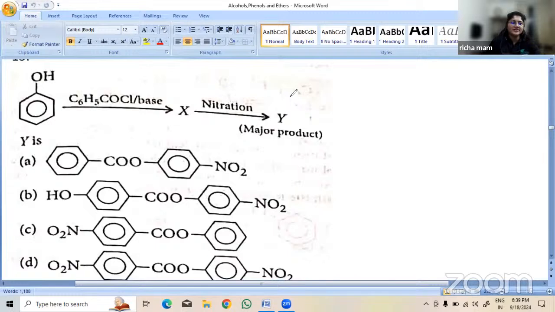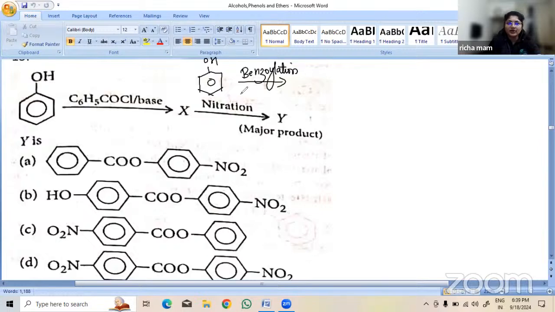So what is the first step? Phenol is there. So this phenol is undergoing benzoylation with benzoyl chloride in the presence of a base. So what is this process called? Benzoylation.